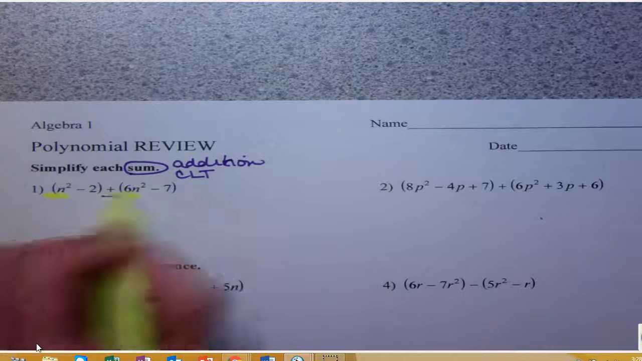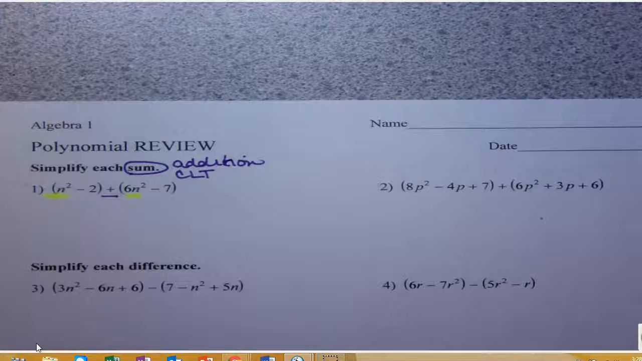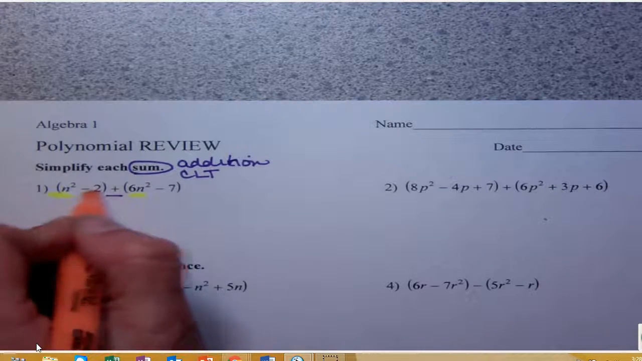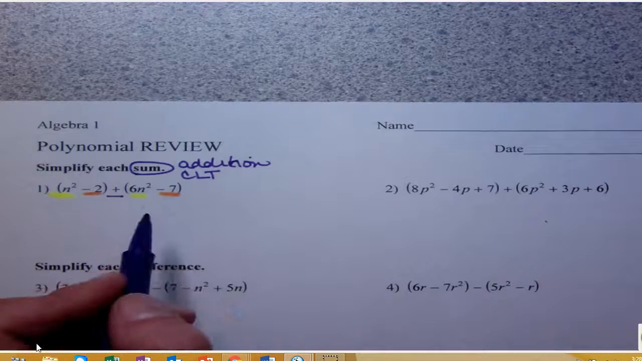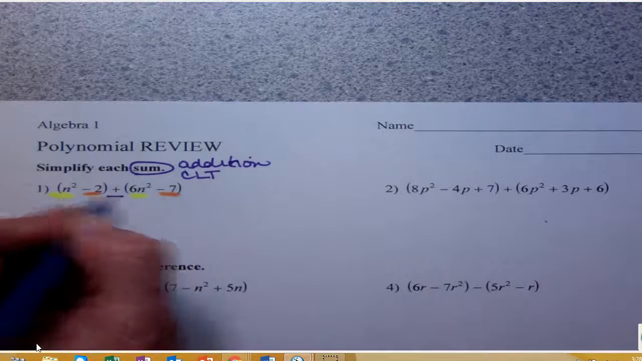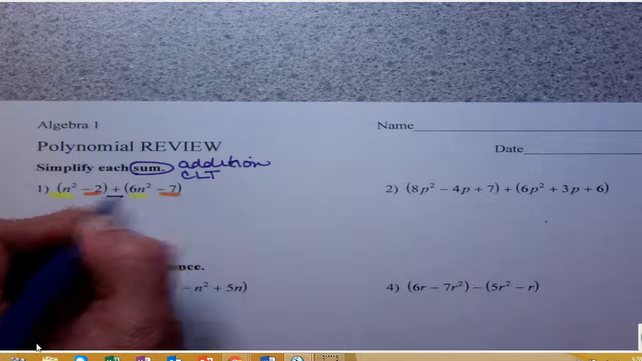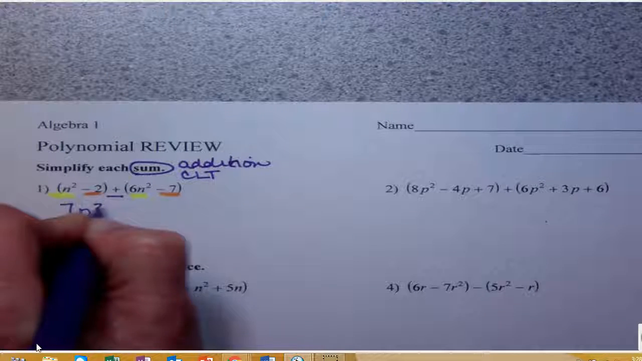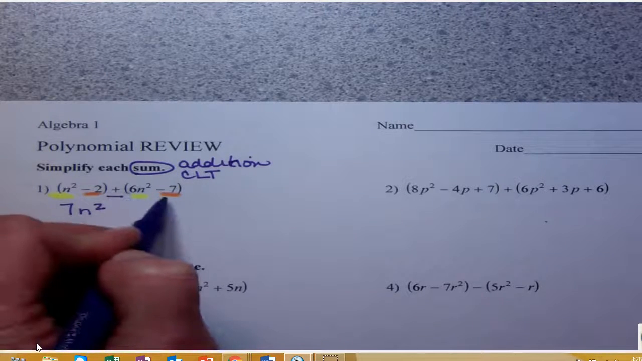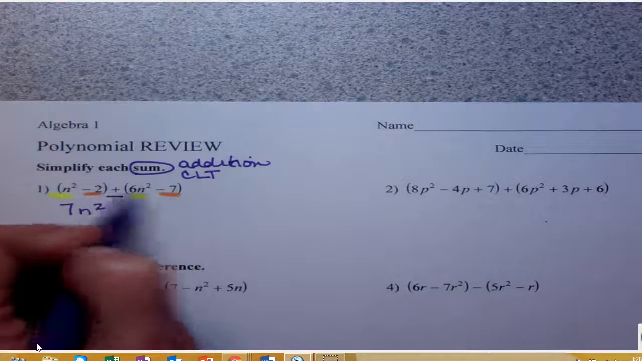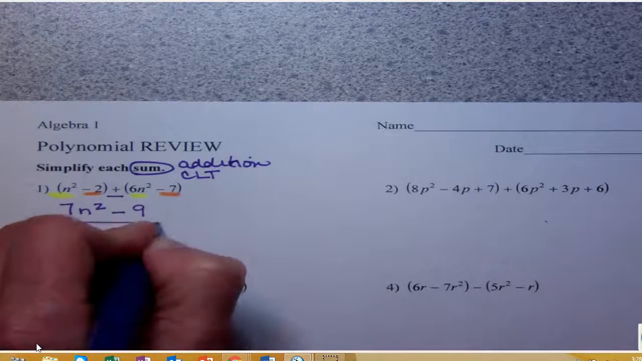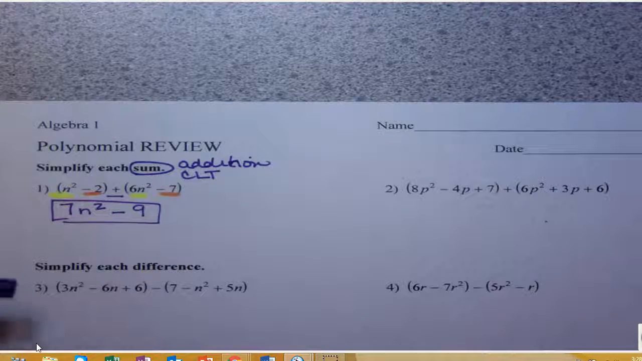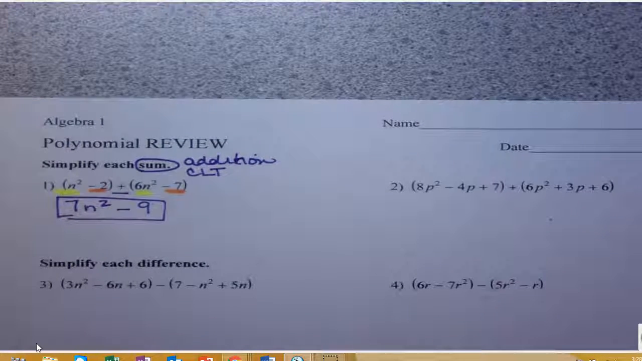n squared is the same as n squared. And these integers, I can combine those. Since I'm adding, if I distribute that plus sign, it does not change the sign. So n squared plus 6n squared is going to give me 7n squared. Negative 2 minus 7, or plus negative 7, is going to give me negative 9. So there's the first problem.